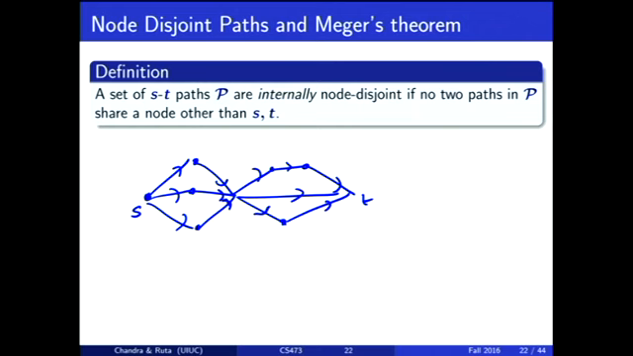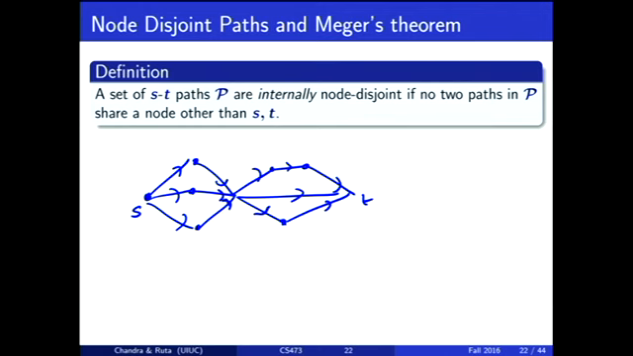So in this case, there is only one node disjoint path between S and T, because all of them have to go through this middle vertex. Agreed? So how do we compute the maximum number of node disjoint paths in a directed graph? This corresponds to finding what are called node capacitated flows.